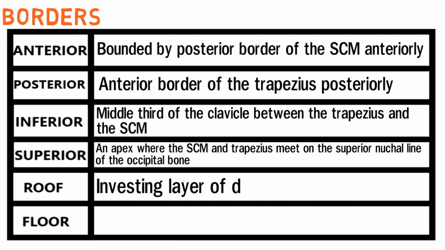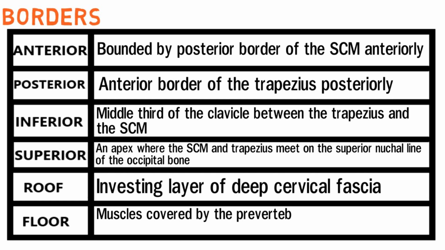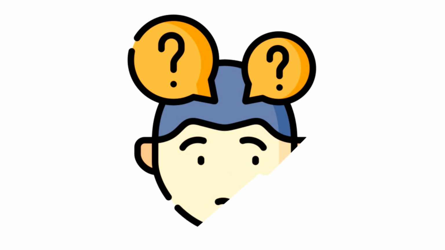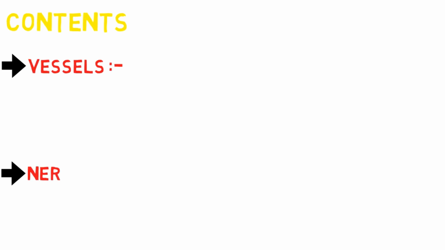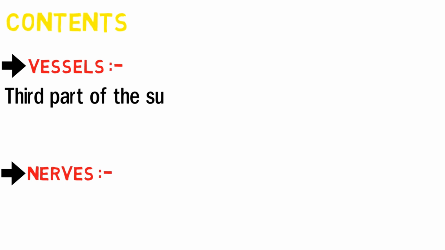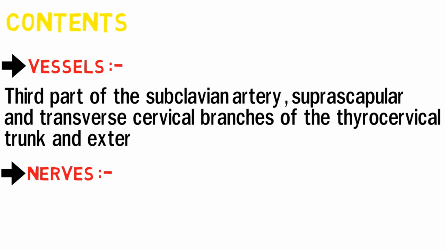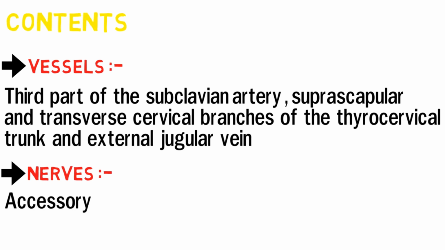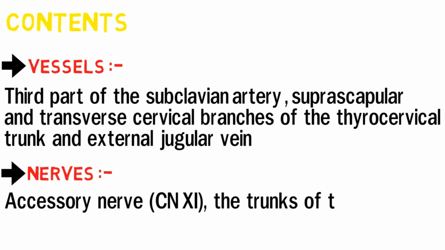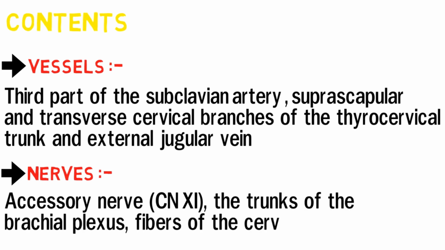Roof, that is the investing layer of deep cervical fascia. And the floor, that is formed by the muscles covered by the prevertebral layer of deep cervical fascia. You will understand it better when we look at these borders, but before that, let's discuss the contents of the posterior triangle. The contents include vessels and nerves. Vessels include the third part of the subclavian artery, suprascapular and transverse cervical branches of the thyrocervical trunk, and the external jugular vein. And nerves include the accessory nerve, the trunks of the brachial plexus, and the fibers of the cervical plexus.